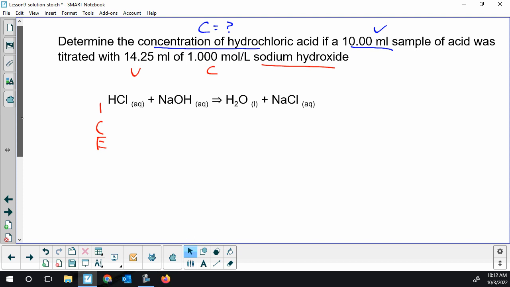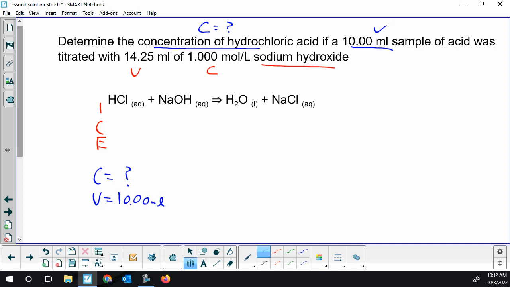So I'm going to do a little bit of a summary. With titrations, I always like to do a summary. Hydrochloric acid, we don't know the concentration, and the volume is 10.00 mL. So we can't start with HCl because we don't know the C and the V. Our sodium hydroxide, we know the concentration, 1 mole per liter to 4 sig figs, and we know the volume, 14.25 mL.